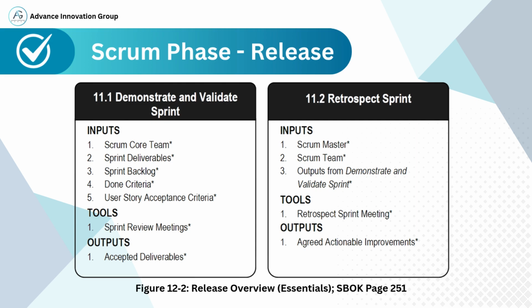11.1 Demonstrate and Validate Sprint. This process is about presenting the completed sprint work to the stakeholders and getting their acceptance. The key idea is to validate the sprint deliverables.